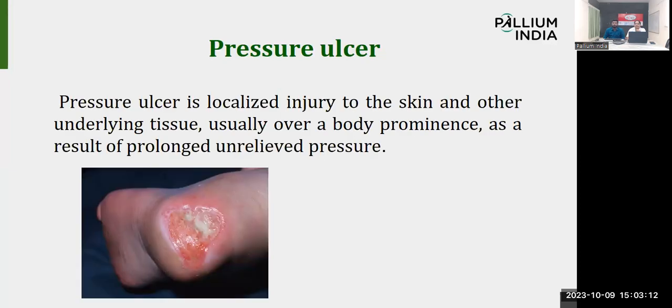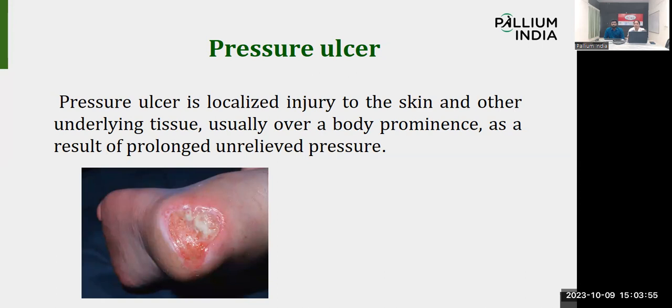Pressure ulcer is a localized injury to the skin and other underlying tissue, usually over a bony prominence as a result of prolonged unrelieved pressure. Right. So when a patient is bedridden, mainly the skin gets localized injury because of the undue pressure, especially over the bony prominence. So whenever you see a bedridden patient, we assess the bony prominence area for any tear or laceration. That is mainly developed because of the prolonged unrelieved pressure, because the patient will be in one particular state and cannot change the position himself.